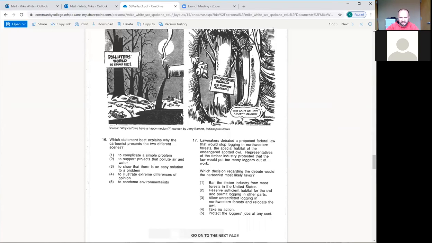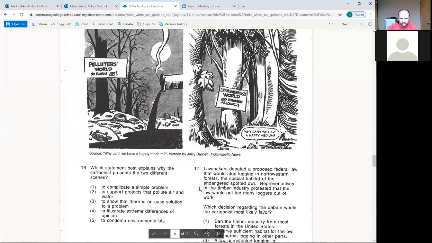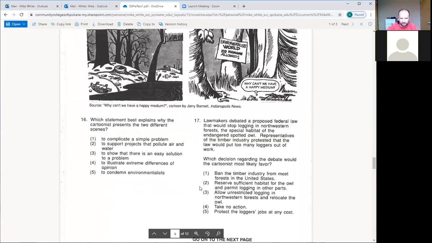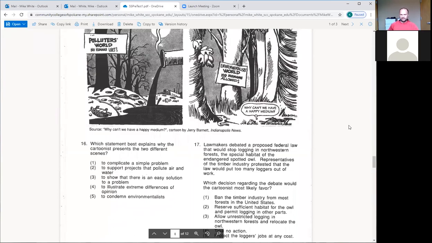Number 17 says, and I'll zoom in a little bit more now that we've seen the cartoon. We know that the picture's up there, so let's take a look at this. So 17 says, lawmakers debated a proposed federal law that would stop logging in northwestern forests, the special habitat of the endangered spotted owl. Representatives of the timber industry protest that the law would put too many loggers out of work. Which decision regarding the debate would the cartoonist likely favor?